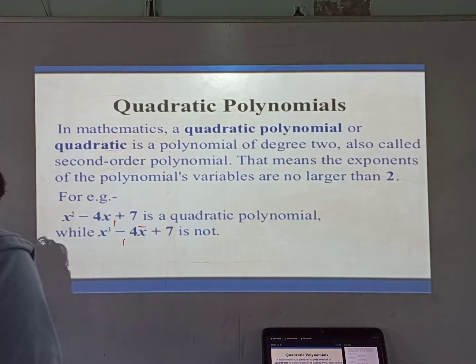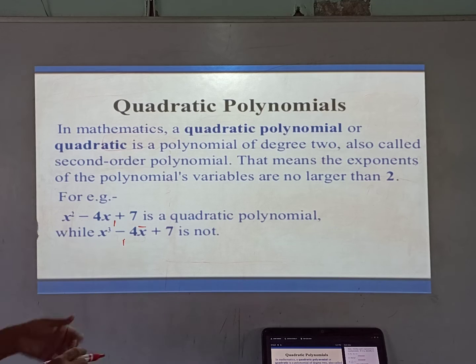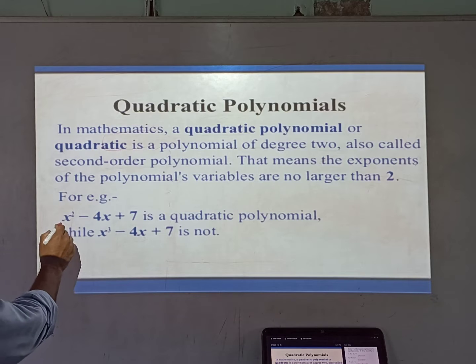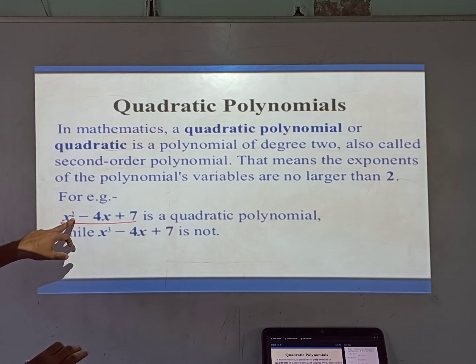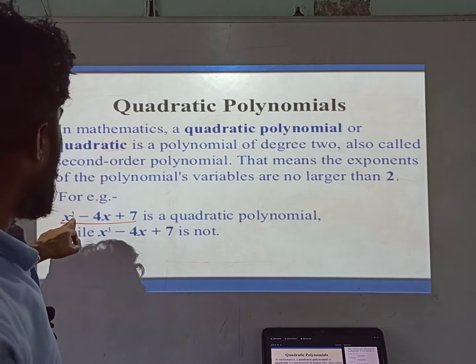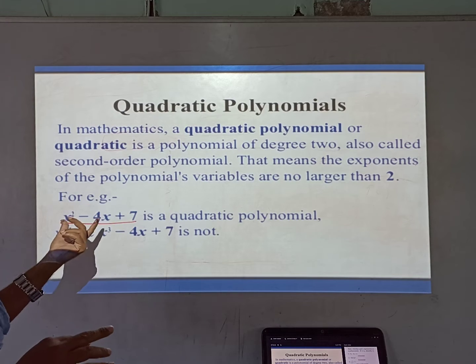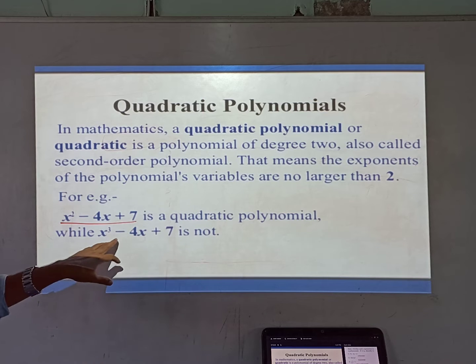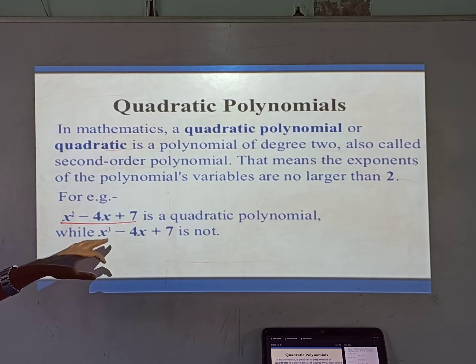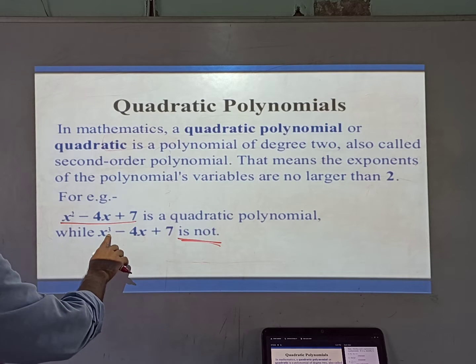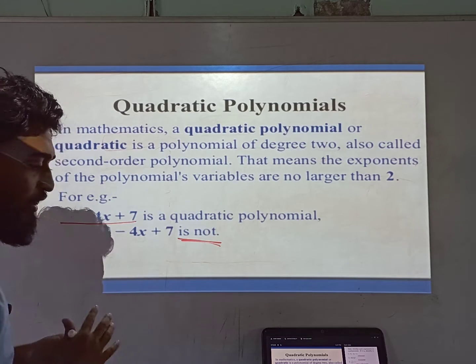Now, quadratic polynomial means, see, very simple thing. This is a quadratic polynomial. You see, the maximum power of x is 2. That is why quad means 2, and biquad means 4. So quad means 2. This is an example of a quadratic polynomial because the maximum power of x is 2. Here the maximum power of x is 3, so this is not a quadratic polynomial because this is 3. That is a cubic polynomial. Got it?